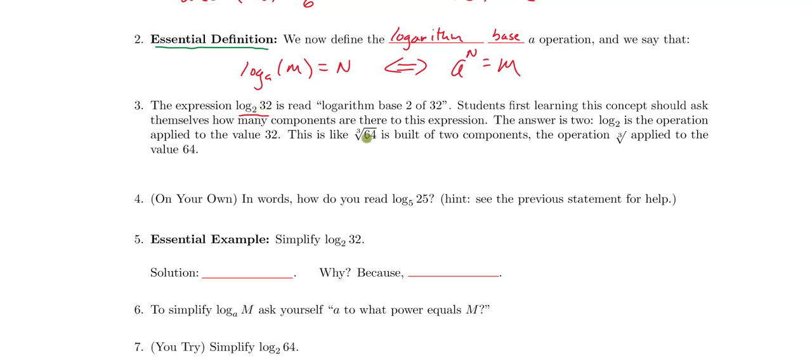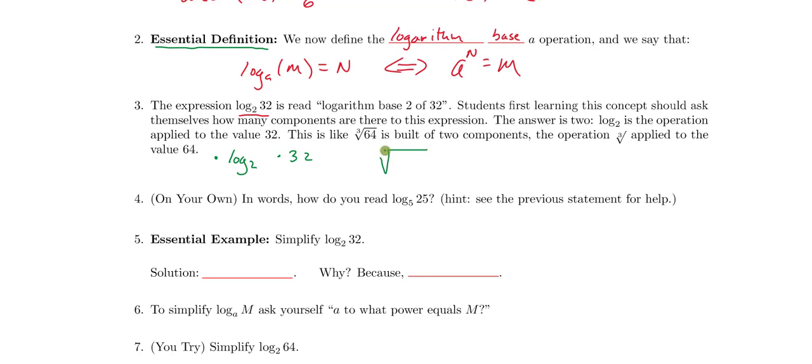One thing I like to ask students when they're first learning this concept of a logarithm is, how many components do you see when you read this expression here? A lot of students sometimes mistakenly say they see 3 components. I only see 2 components. The 2 components that I see are log base 2 and the number 32. The logarithm base 2 and the number 32.